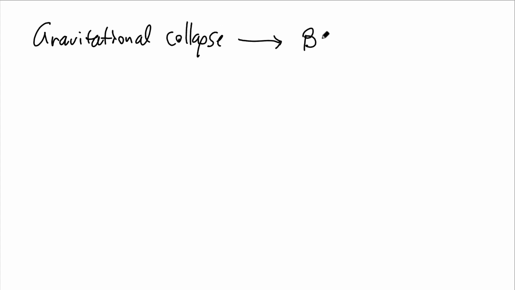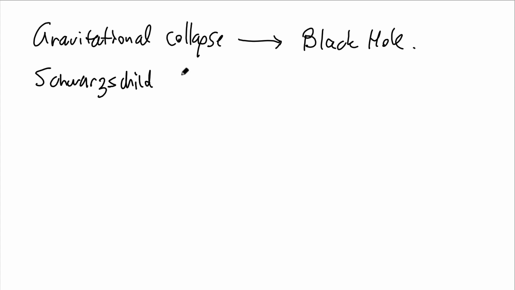This lecture is a continuation of the previous lectures on black holes, and the focus for this lecture will be on gravitational collapse. The most simple black hole is given by the Schwarzschild solution, which describes a static, spherically symmetric black hole.